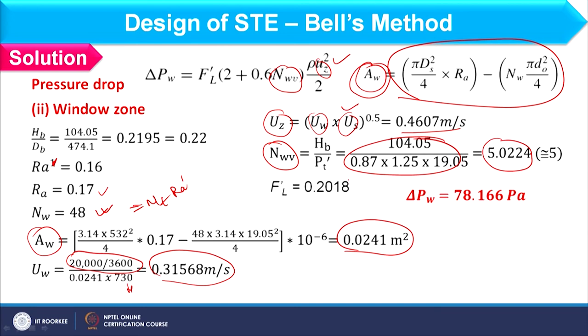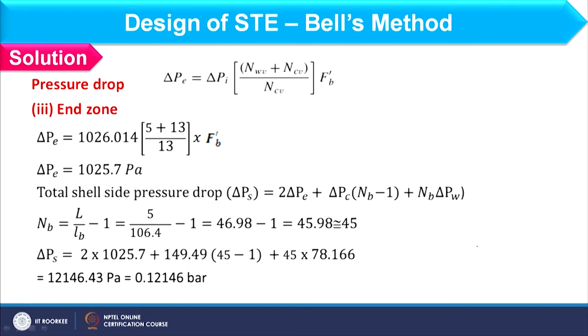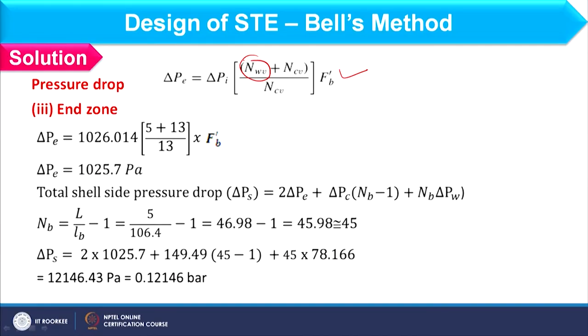Leakage correction factor we have already calculated. So, putting all these values in delta PW, we can obtain pressure drop in window zone as 78.166 Pascal. And further we have to find out pressure drop in end zone, and the expression for that is given over here, where NWV is 5 and NCV is 13. Delta PI we have already calculated previously.